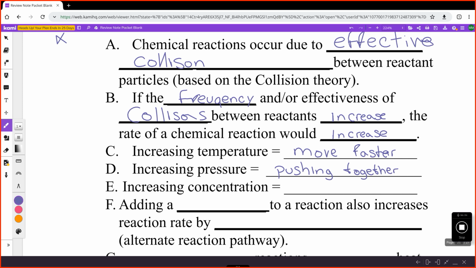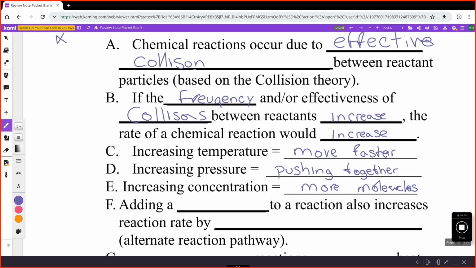Increasing concentration. That means simply there are more molecules. And if there are more molecules, again, you would expect there to be more collisions. It's simple probability. More molecules, more collisions. Increasing concentration also increases the reaction rate.